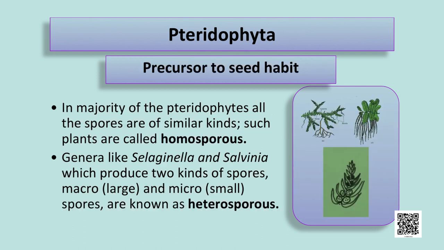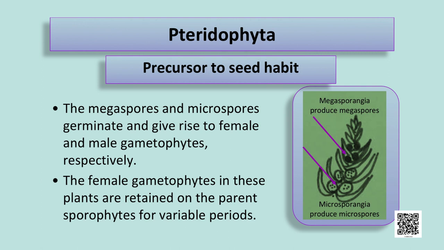In the majority of pteridophytes, all the spores are of similar kind. Such plants are called homosporous. However, genera like Selaginella and Salvinia, which produce two kinds of spore, macro, the large one, and micro, the small one, are known as heterosporous. Such spores may have different structures, size and function. The large one is a megaspore and germinates into female gametophyte, whereas the smaller one is microspore and germinates into male gametophyte. Let us try to understand this by taking an example of Selaginella.